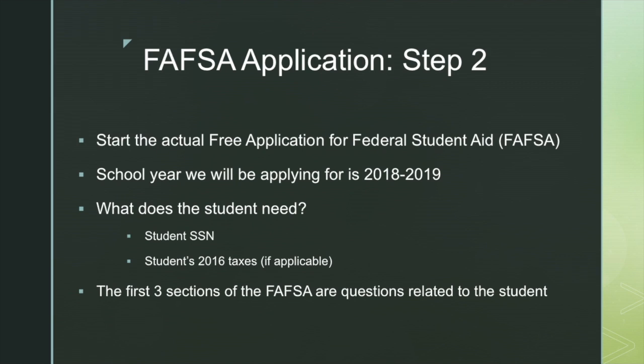Step 2. You're going to start the actual Free Application for Federal Student Aid, FAFSA. For this school year, you'll be applying for the 2018-2019 application. So what does the student need? You need your social security number, and you also need your 2016 taxes if applicable. If you didn't work in 2016, let's say you're a minor or you just never worked in 2016, then you don't have to have your taxes available because you don't have any. But if you have taxes for 2016, then you want to have those available when you apply for financial aid. The first 3 sections of the financial aid are questions related to the student.